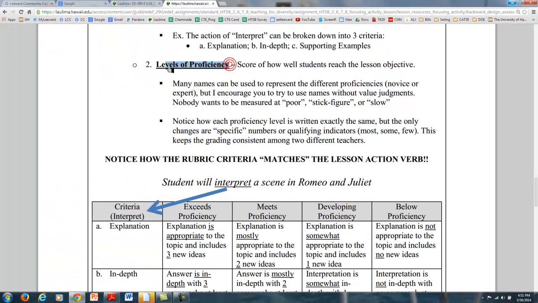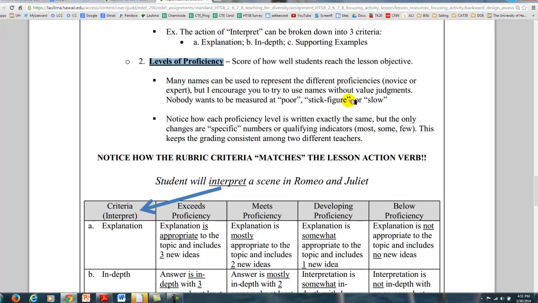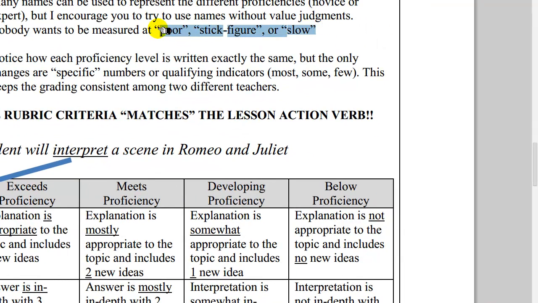Then we need some levels of proficiency. What does a great interpretation look like? What does an okay interpretation look like, and so on. And one thing that we'd ask you to not do is represent the different proficiencies in a value way. So we try to avoid words like, oh, that is a poor answer, or we put a little stick figure that shows that you're not very creative, or you're slow.